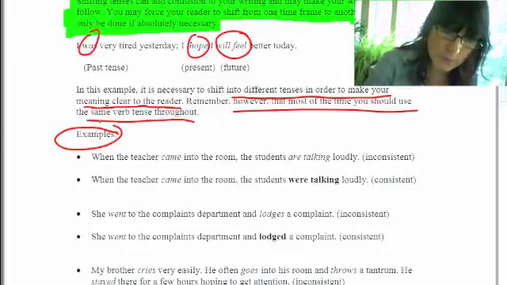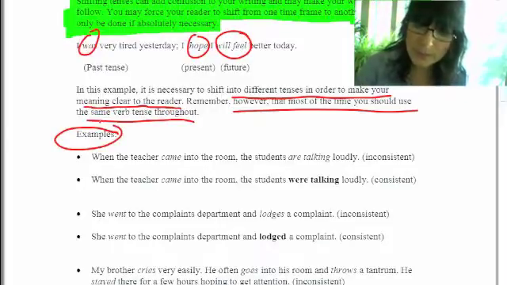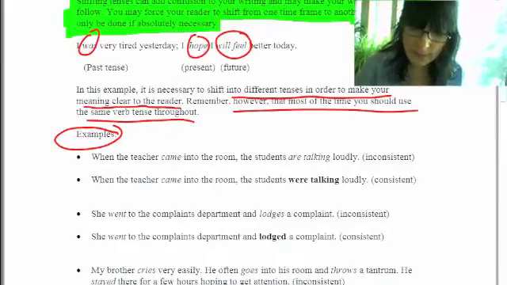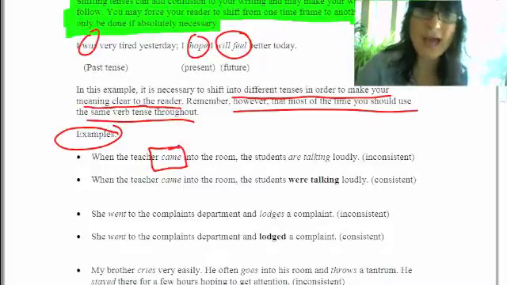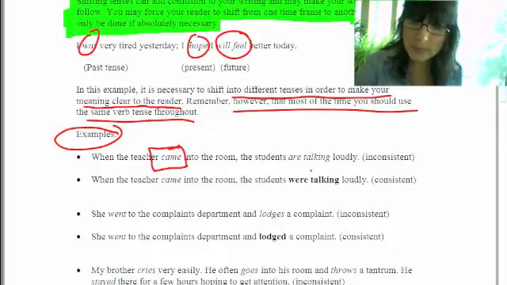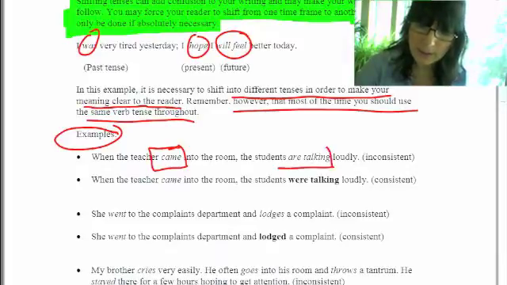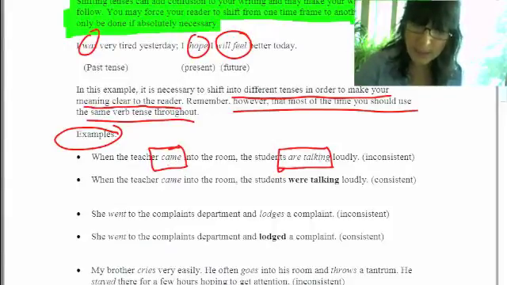Let's look at the first one together. When the teacher came into the room, the students are talking loudly. Take a look at this example. When the teacher came, that's the past tense. She came into the room. Now you're doing the present. The students are talking loudly. You can't do that. You cannot shift from the past, that she came, and now you're saying the students are in the present. Both the verbs have to agree.